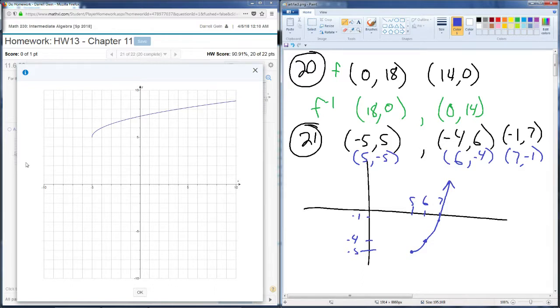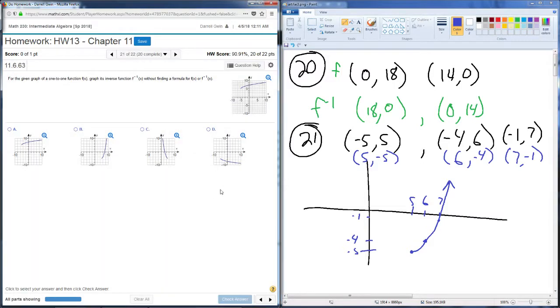It's also a mirror image of the original along the diagonal. Which one looks like this? B is the only one that looks like the picture I drew on number 20. Check answer. Well done.